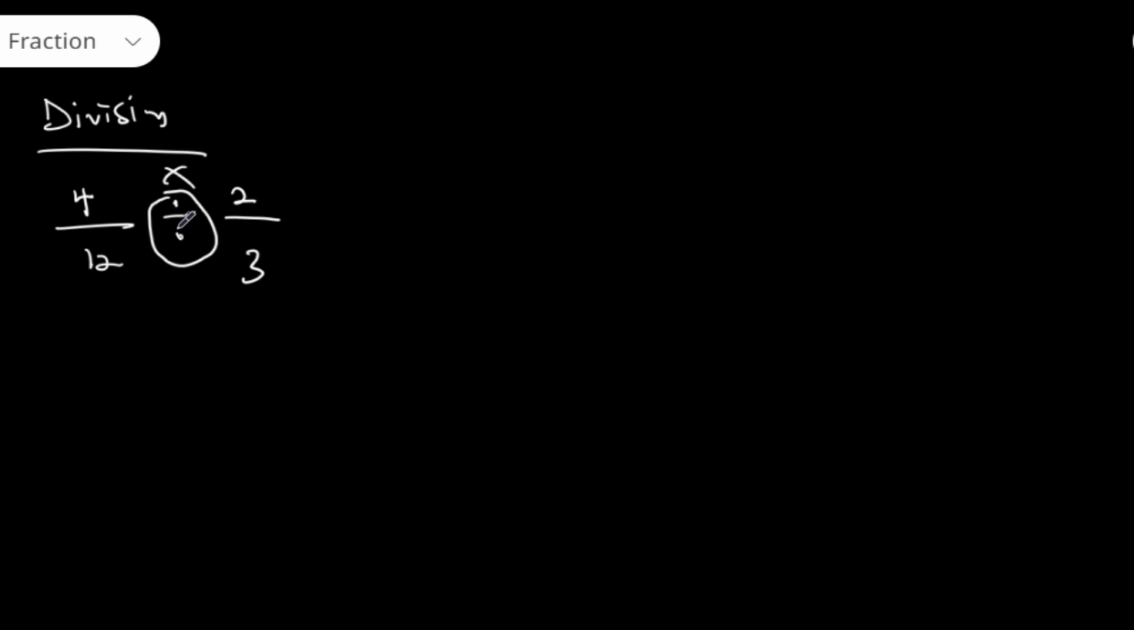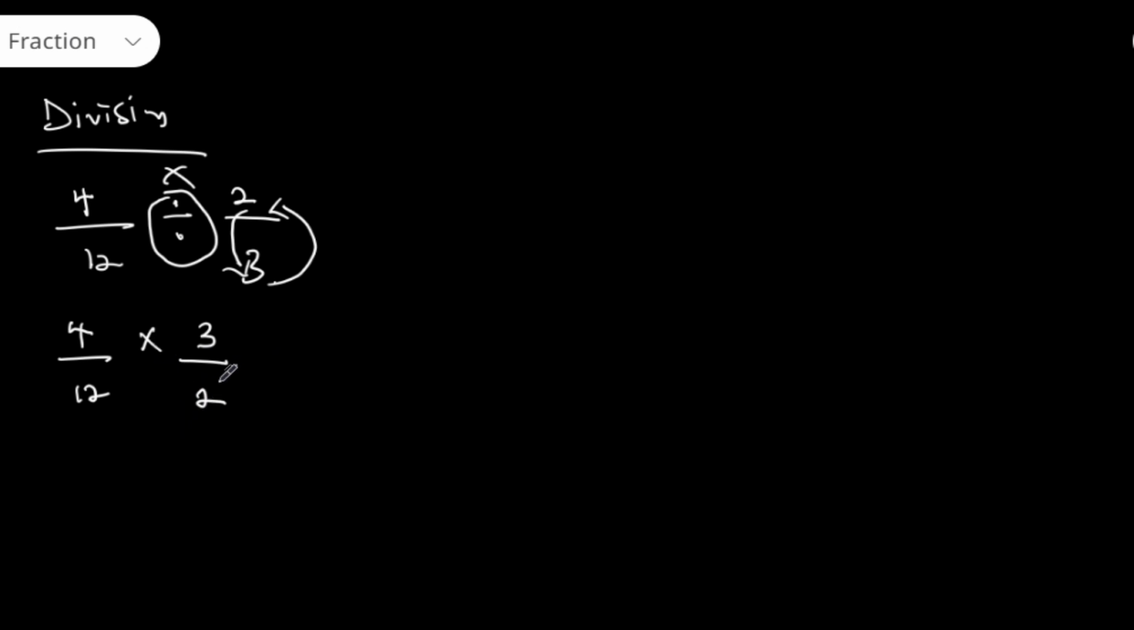And how do you change division to multiplication? Changing division to multiplication changes the fraction immediately after the division sign. It swaps their position. So denominator becomes the numerator, while numerator becomes the denominator. So the question will now be rewritten as 4 over 12 times, division has been changed to times, now 3 becomes the numerator, and then 2 becomes the denominator.